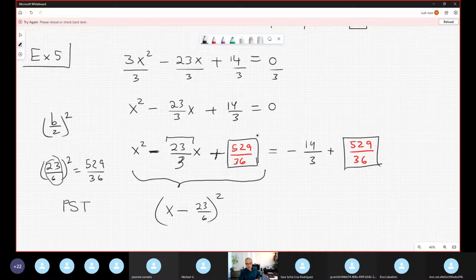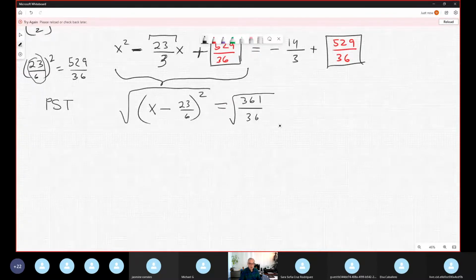Always, on the right hand side, you put in the calculator 529 over 36. I can do it by hand, but no, it's 361 over 36. And don't forget plus or minus. No plus or minus now. You put plus or minus when you find the square root. Now square root.